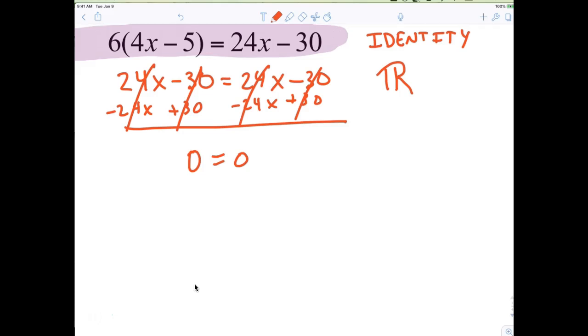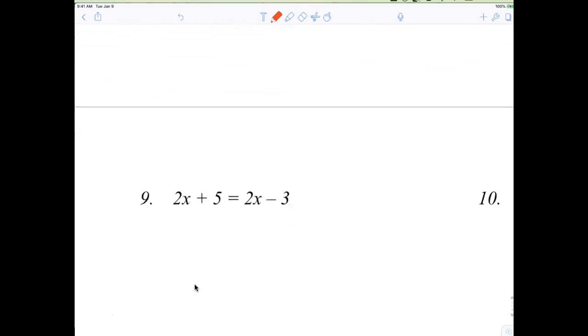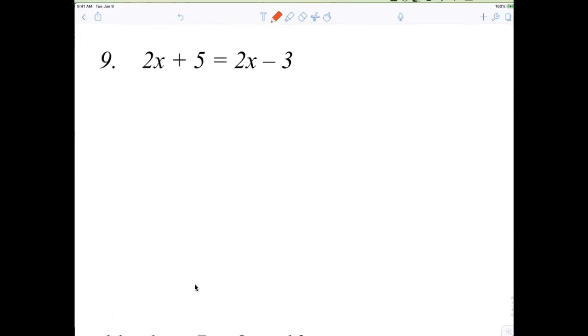And I try to tell kids that is a what? That's a true statement, or you're right, that is an identity. 0 equals 0 is an identity. Is everybody with me on this? All right, so that's an important one. That's why you highlight it. All right, now we're going on to number 9.